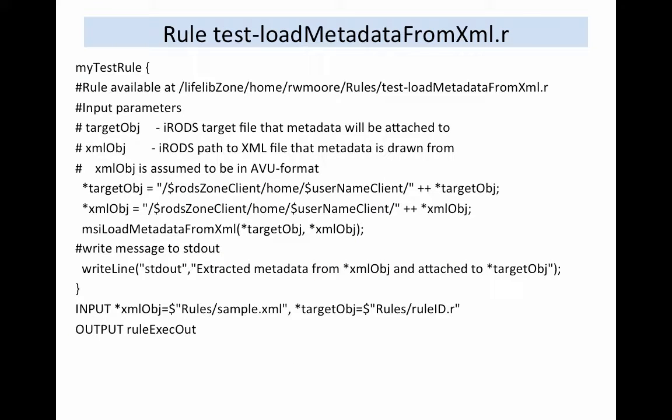The rule that is used to load metadata using an XML schema is shown here. The rule sets up a path name to a target collection in the workflow variable target object. The location of the XML file is stored in the workflow variable XML object. The XML file is parsed by the microservice msiLoadMetadataFromXML. The rule writes out a statement that the metadata were added.